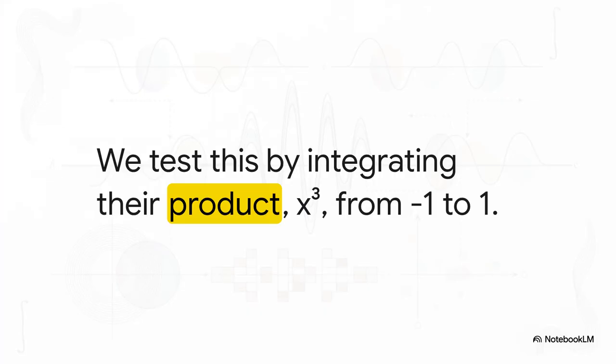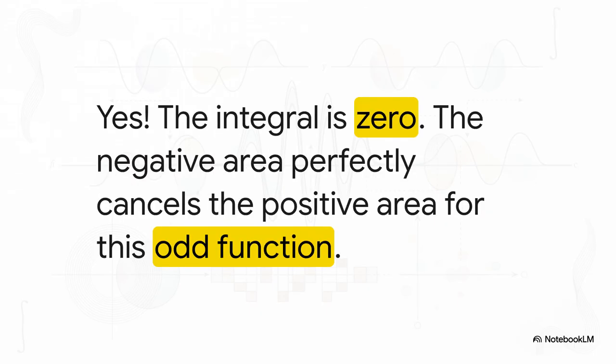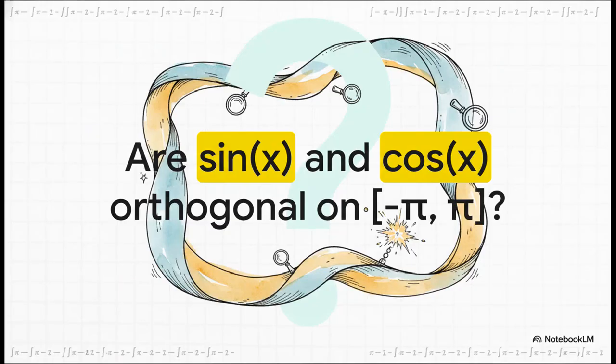Okay, so how do we run the test? We just follow the formula. We multiply the functions together, which gives us x cubed, and then we integrate that result all the way from -1 to 1. And the verdict is, yes, they are orthogonal. The value of this integral is 0. Now, why does that happen? It's because x cubed is what we call an odd function. If you look at its graph, it has perfect rotational symmetry. That means over a balanced interval like this one, the negative area under the curve on the left side is an exact mirror of the positive area on the right. They just cancel each other out completely. So, test passed.